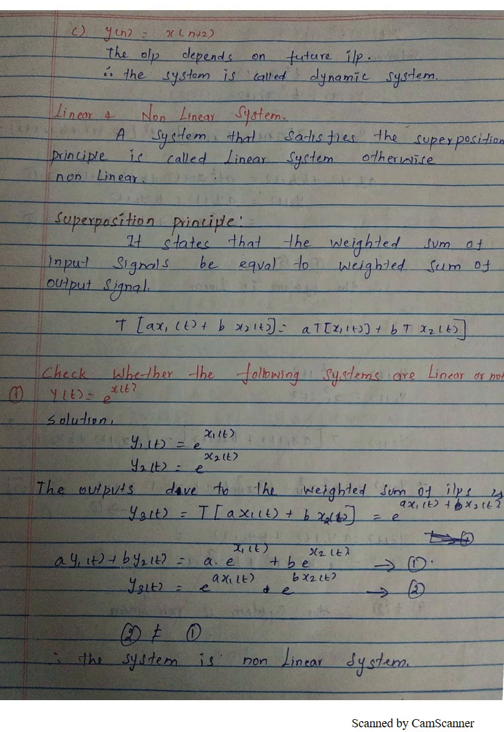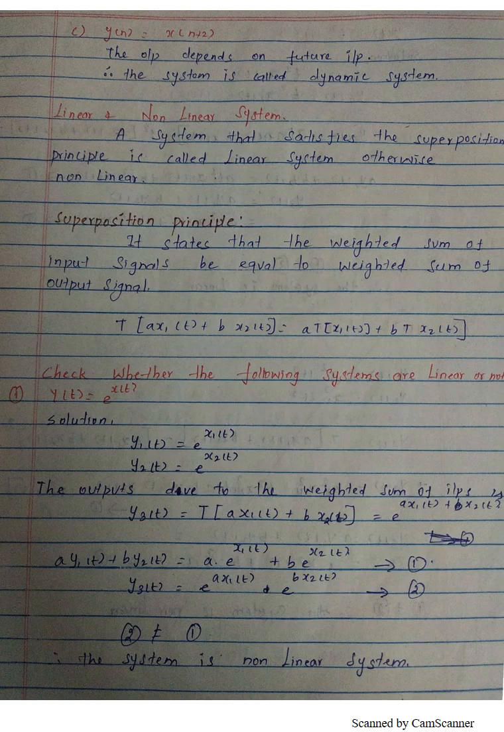Another classification is linear and non-linear systems. A system that satisfies the superposition principle is called a linear system. Otherwise, it is called a non-linear system. What is the superposition principle? It says that the weighted sum of input signals results in the weighted sum of the output signals. This is called the superposition principle. A system that satisfies this principle is called a linear system. Otherwise, the system is called non-linear.